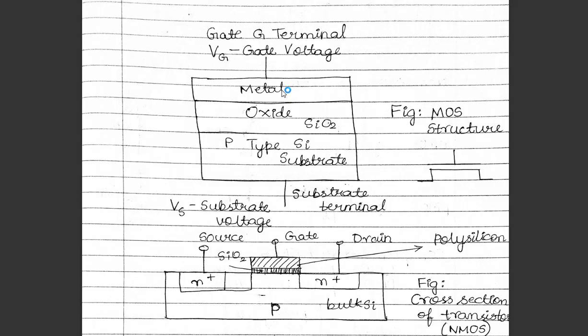MOS structure consists of metal, oxide and substrate, and the oxide used is silicon dioxide, that is SiO2, and the substrate used is p-type silicon substrate, and it has terminals such as the gate terminal as well as the substrate terminal. VG is the gate voltage, that is the voltage present at the gate terminal, and Vs is the substrate voltage, which is the voltage present at the substrate terminal. So this is the symbol of a MOS structure.